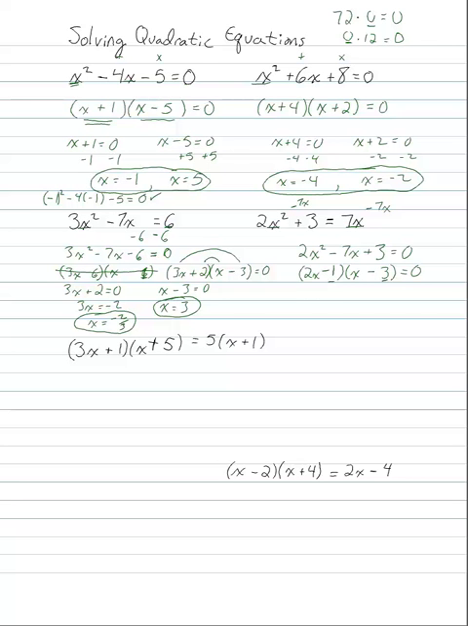And now again, I can just set each parentheses equal to 0. So 2x minus 1 equals 0, add the 1, 2x equals 1, x equals 1 over 2. X minus 3 equals 0, add 3, x equals 3. So I have two answers.